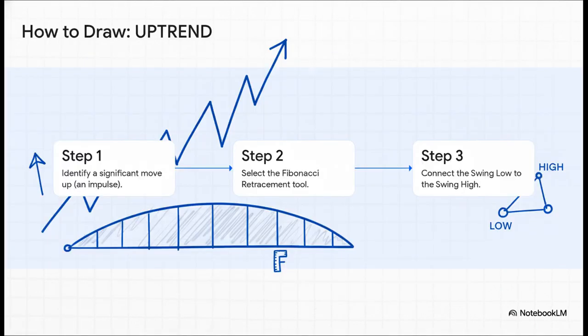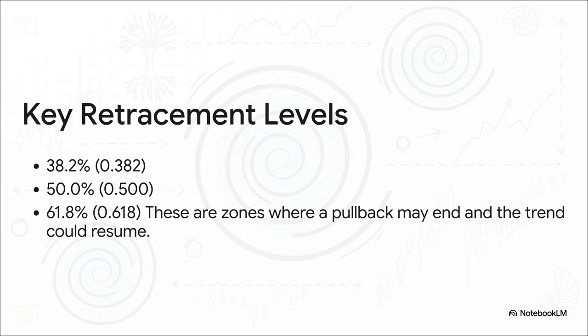Applying this thing is actually super simple. Let's say you're in an uptrend. You spot a big, obvious move up. All you do is take the tool, click on the very bottom of that move, we call that the swing low, and drag it all the way up to the very top, the swing high. Then just let go. And boom, just like that, the tool draws these horizontal lines on your chart. These are your potential support zones.